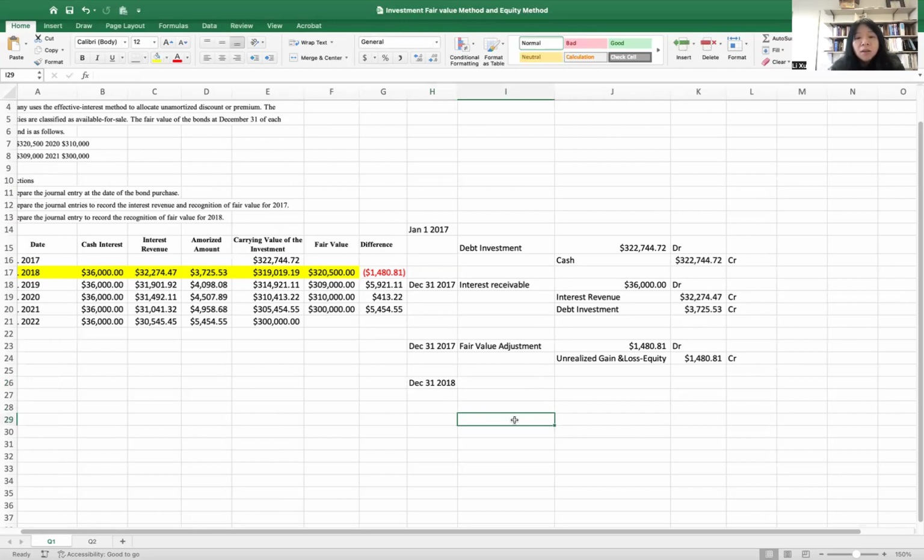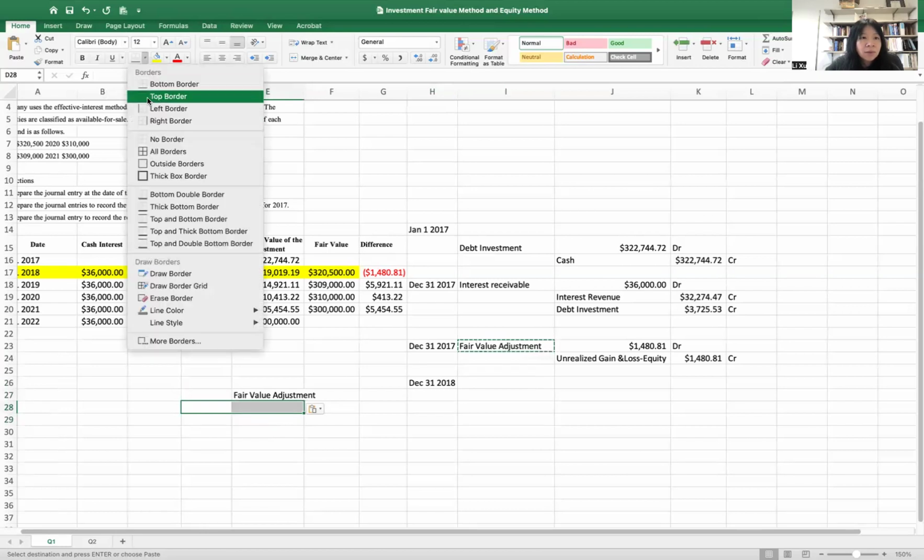Okay. So for fair value adjustment on December 31st, 2018, now you can look at the difference is 5921. However, you cannot just put that number directly into the journal entry because remember the journal entry is captured for the change. The difference what we have here is the ending balance for the fair value adjustment account. And therefore, if you wanted to know what is the change, we have to look at the T account for this fair value adjustment, okay? So here I'm just gonna draw a T account here.